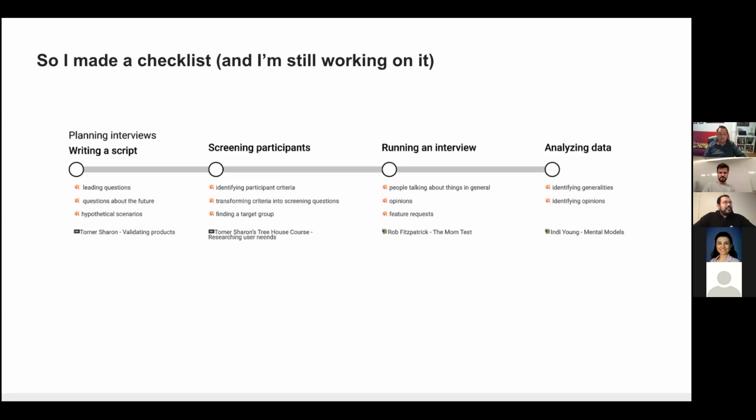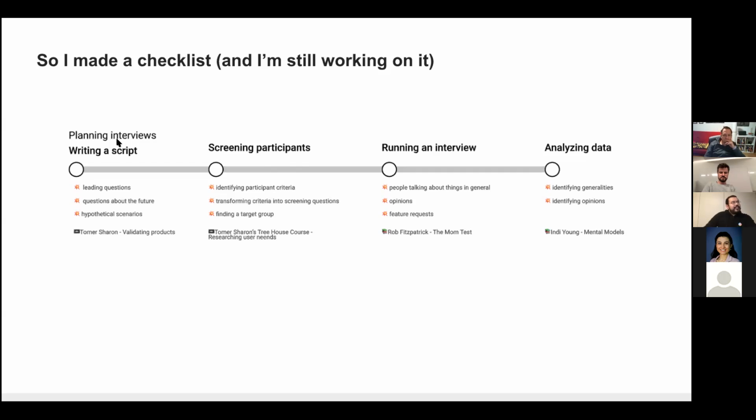If you look at the process of planning an interview, I plotted the steps and put where some of the most common traps could happen to anyone running a study. So, from writing a script and having leading questions, questions about the future, having hypothetical scenarios, to then screening participants, running the interviews, and finally analyzing the data. The two examples from my colleagues happened in this area, but then I realized there's a lot of things that can go wrong even before that.